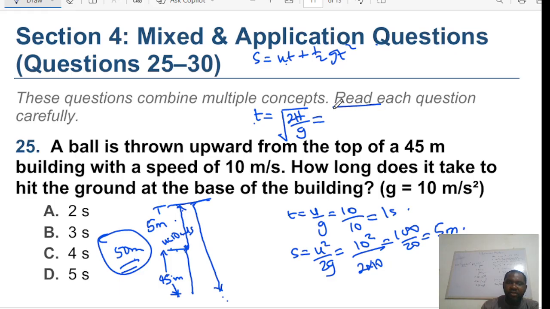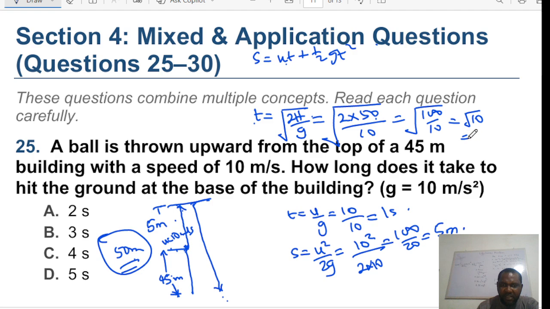So this is square root of 2 times your height, which is 50, over acceleration due to gravity, which is 10. 2 times 50 is 100, divided by 10, and that is square root of 10, and square root of 10 is about 3.14. So the total time now is the time it takes to go up plus the time it takes to come down. So the total time is going to be 1 second plus 3.14, and that's giving us 4.14 seconds.